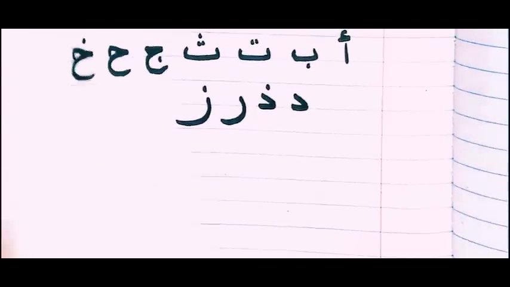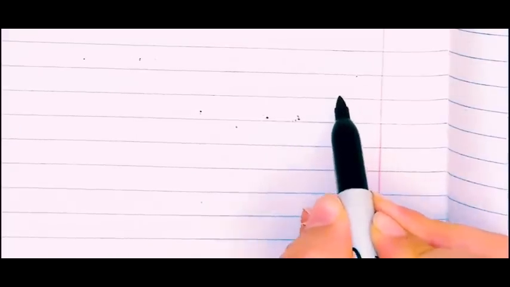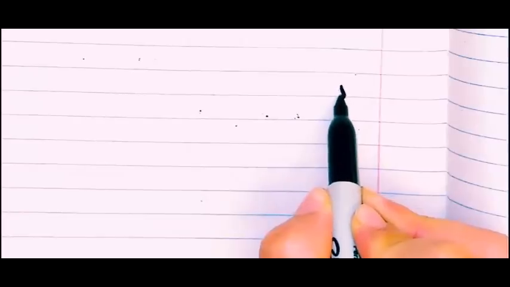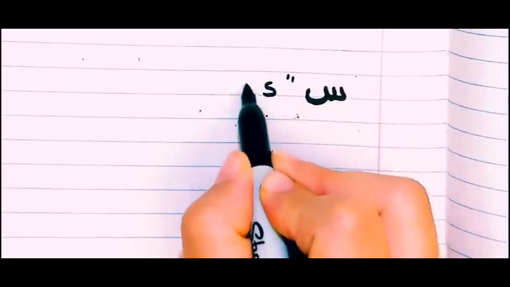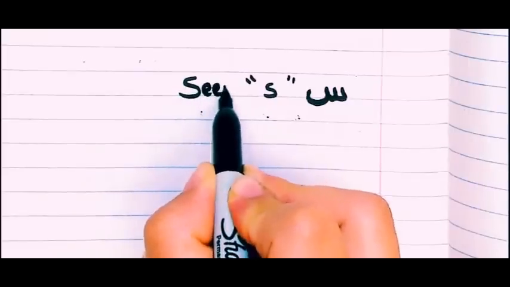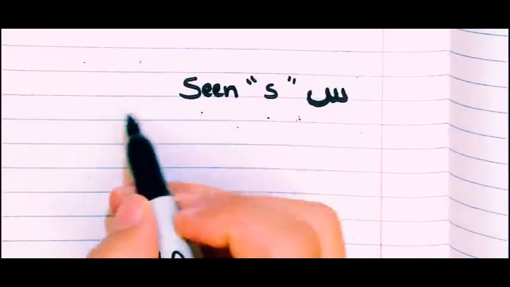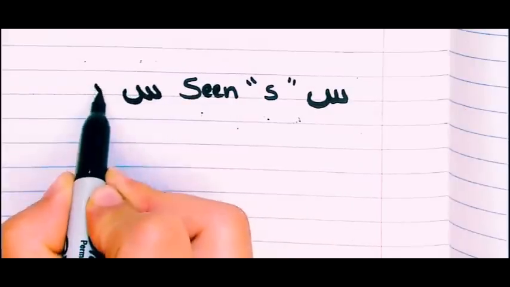Now we're going to do the second set of the alphabet, and I'm going to start with seen. Watch how I'm going to write it. Seen. And that's similar to S in English. I'm going to write it again.